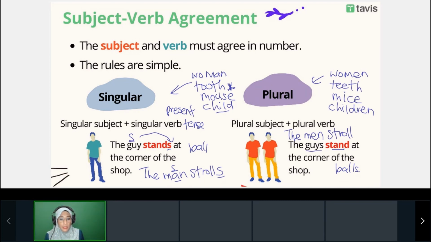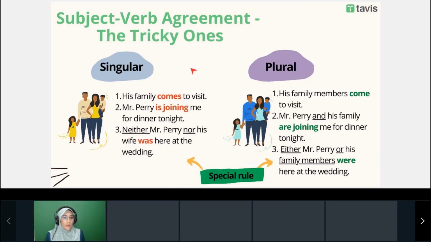So moving on to the next, subject verb agreement, but it will be tricky. Moving on to the tricky ones. So here I have an image for you, a family in yellow and in blue. The first sentence says his family comes to visit. Now, this is a group. Listen, a group, one group. A is one.